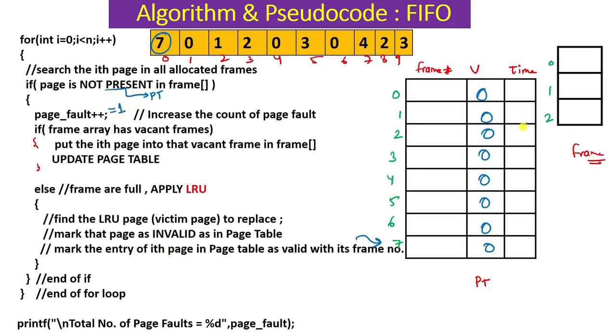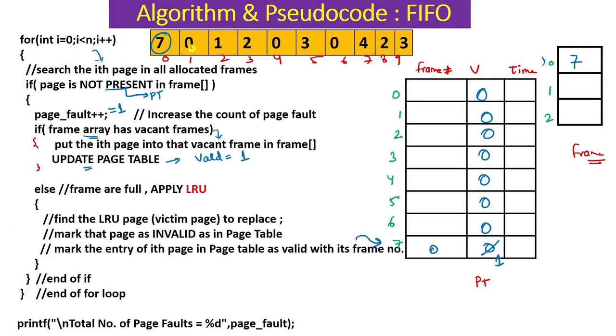Then I will check whether my frame has some space or not. Initially the frame array will be empty, so I will come to the if, then I will put that page. So I'll put it here, and then I'll update the page table. The page table will be updated for 7: in update page table, the valid bit will be set to 1, and the frame will be updated to 0. So basically after this I'll leave, and then I will come for the next page.